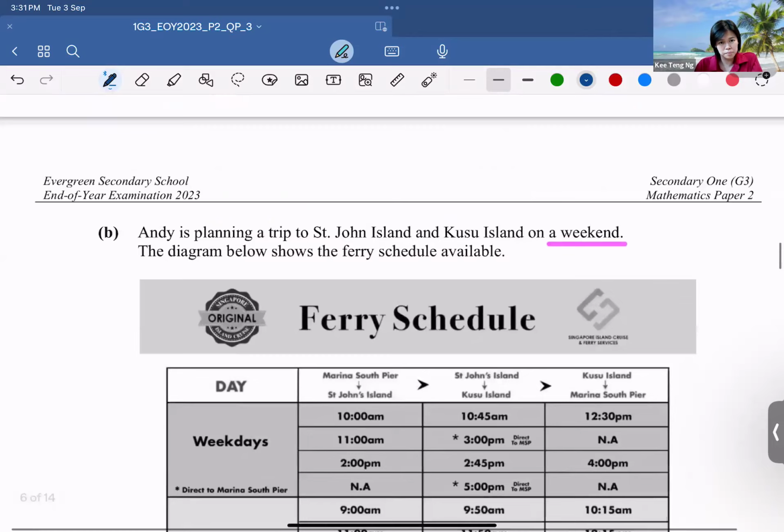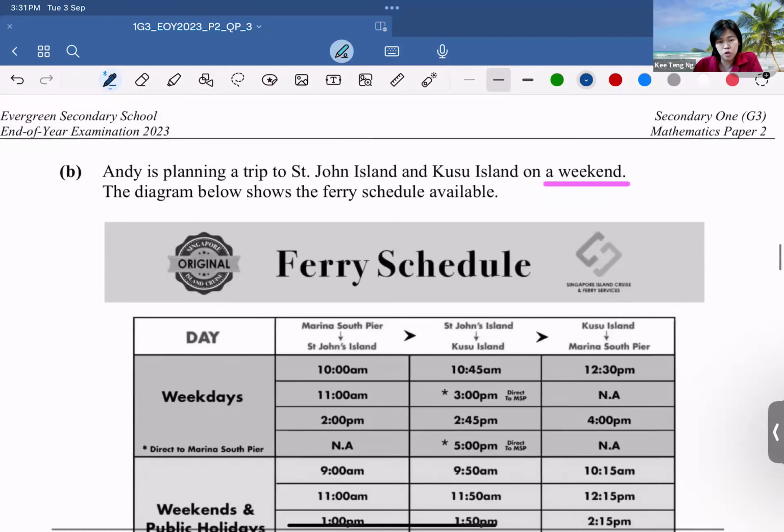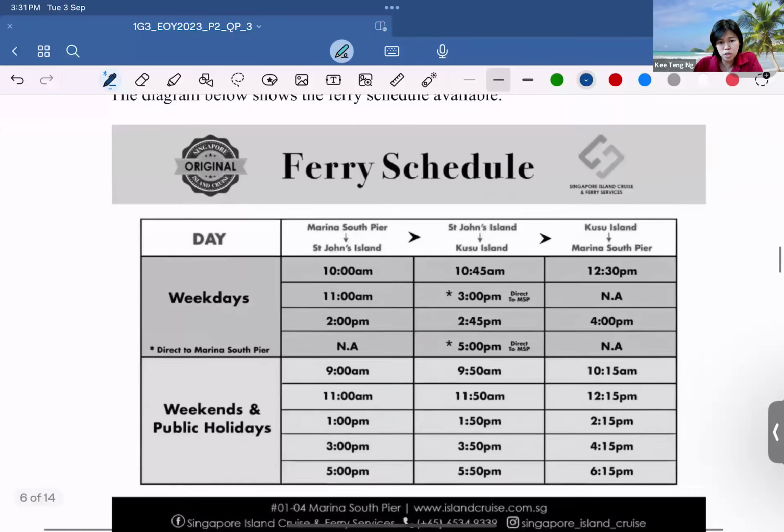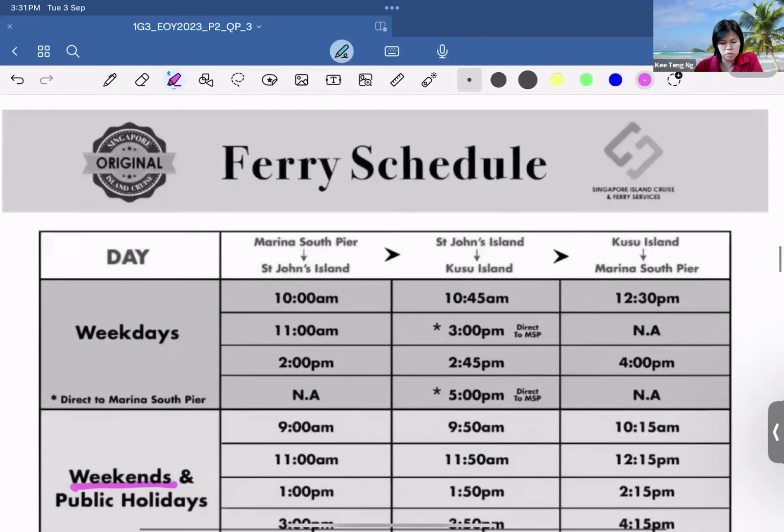Next part. Andy is planning a trip to St. John Island and Kusu Island on a weekend. So which of these tables will be useful? The weekend table. So there's one weekend, right? So I'm going to use the weekend table. Now, there are a couple of things you need to take note of. This is Marina South to travel to St. John Island, St. John Island to travel to Kusu Island, Kusu Island to travel to Marina South Pier.